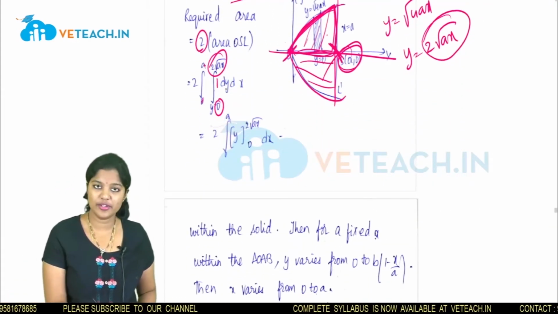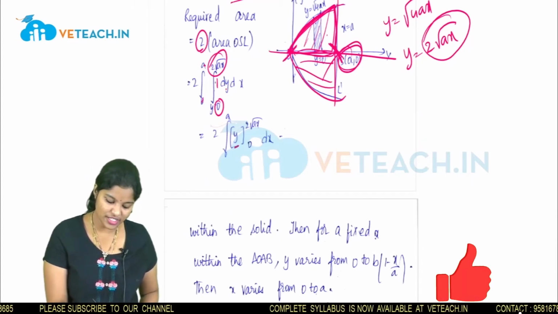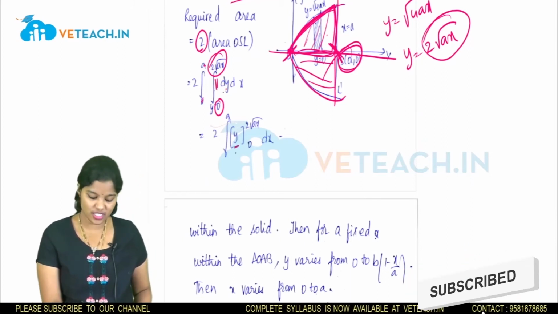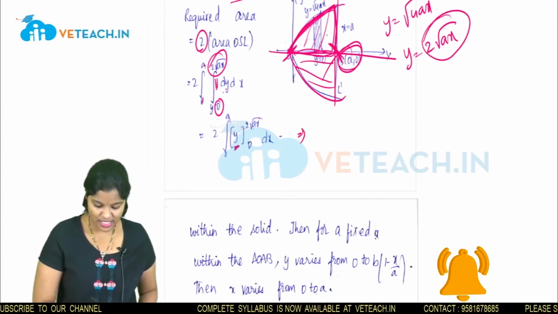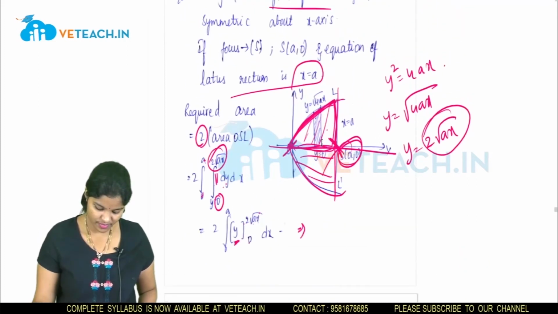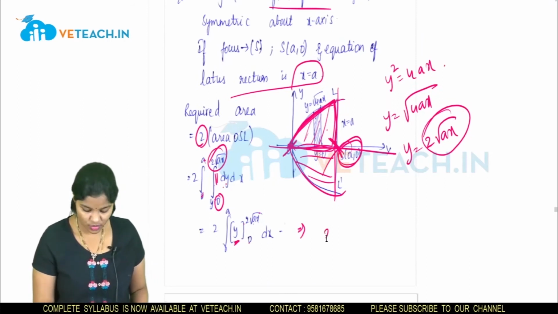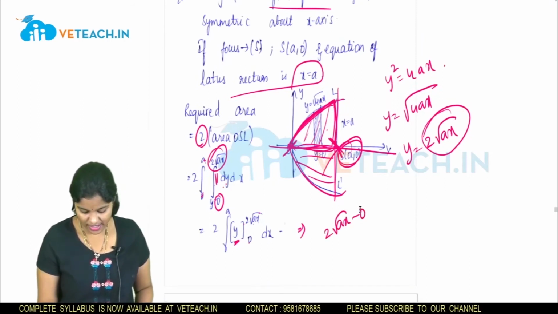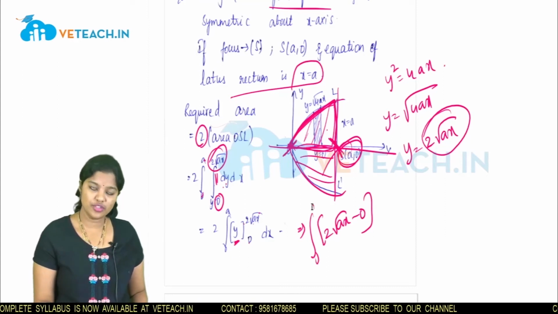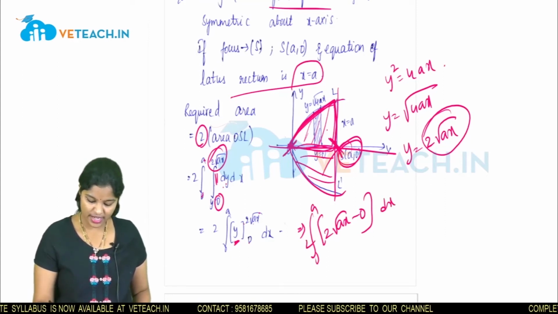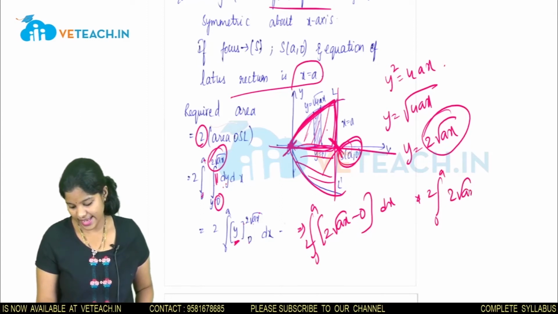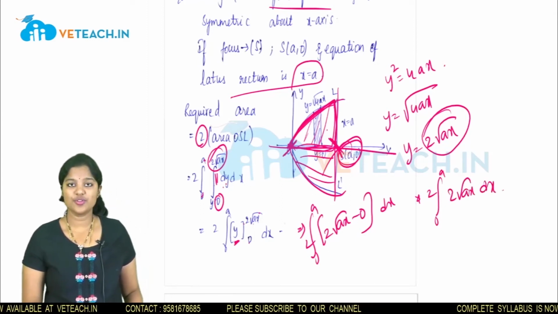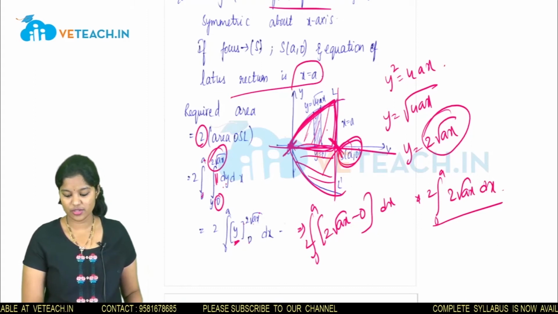Integration of 1 with respect to y is y, and the limits are 0 to 2 root ax. That will transform into 2 root ax minus 0. Integration of 0 to a dx, that is equals to 2 times the integral from 0 to a of root ax dx. Again you should integrate this equation with respect to x.